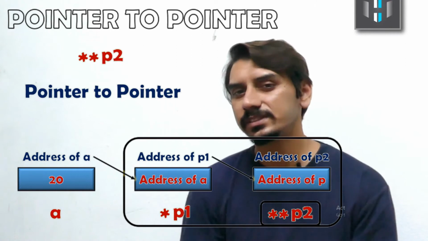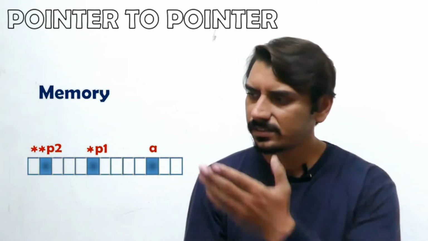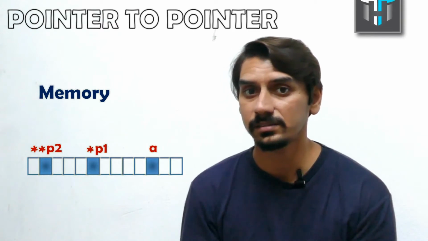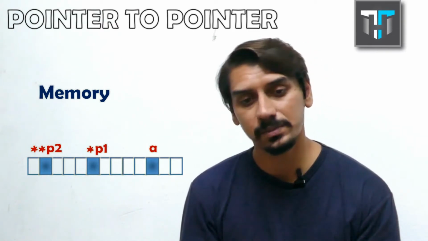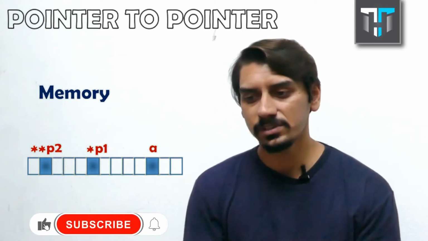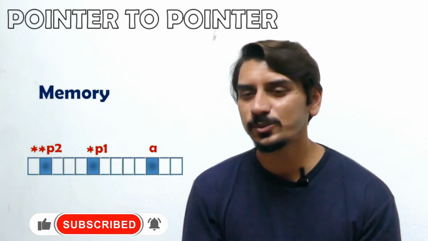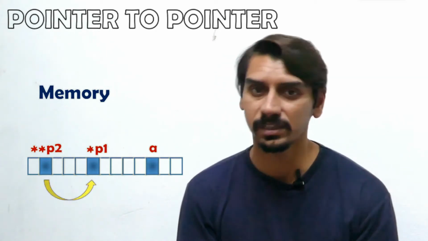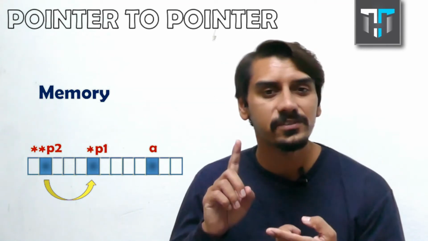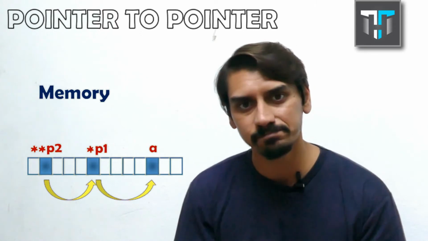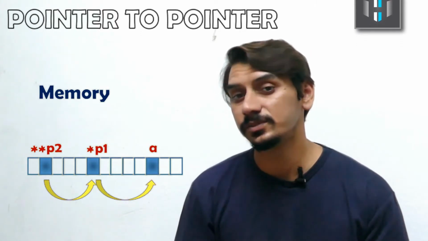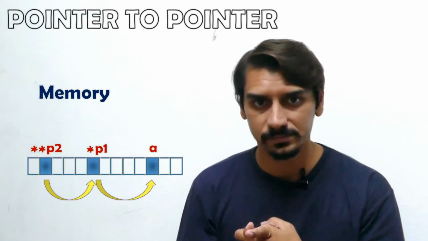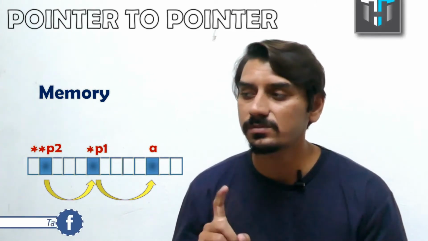Now we can visualize it within the memory structure in the computer, and it's just like this. We are using these memory spaces for the variable a, for the pointer p1 and for the pointer **p2. So this is the memory structure here. The basic purpose of pointer to pointer is that through **p2 we can access the address of pointer p1, and through pointer p1 we can access the value of a. So we can access variable a's value with the help of a, with the help of p1, as well as with the help of p2.